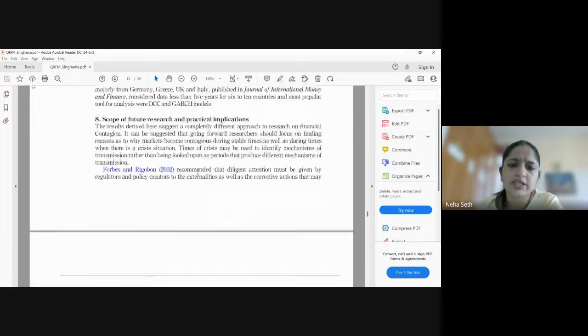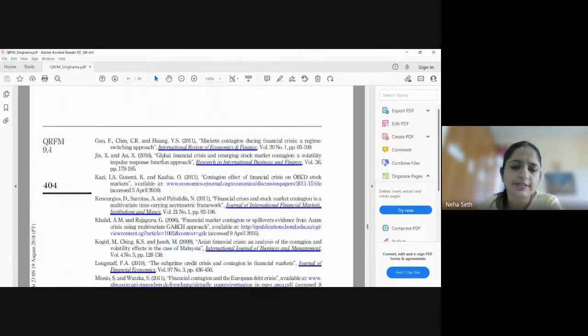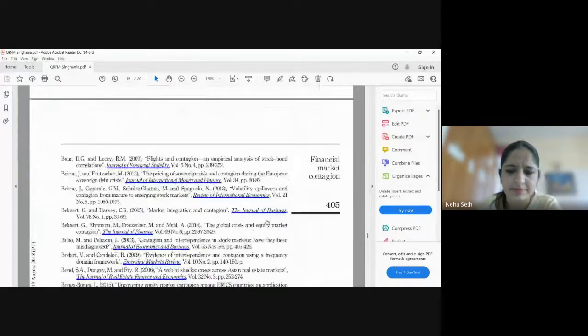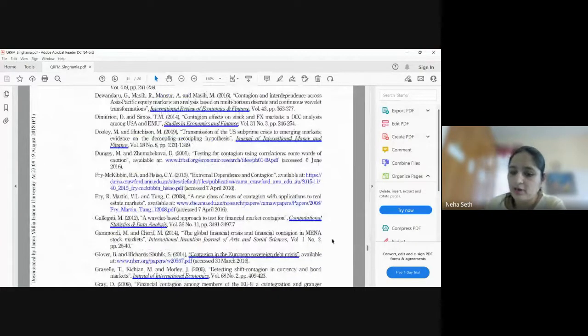Then the conclusion, future scope and practical implications of this kind of study. This paper was published a long time back, I guess in 2017 or 2018. Currently we are working on bibliometric analysis, which I can say is the latest tool for literature review purposes. Those who are interested can get in touch with me later also. Thank you.